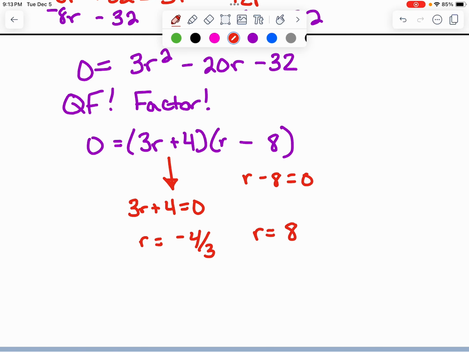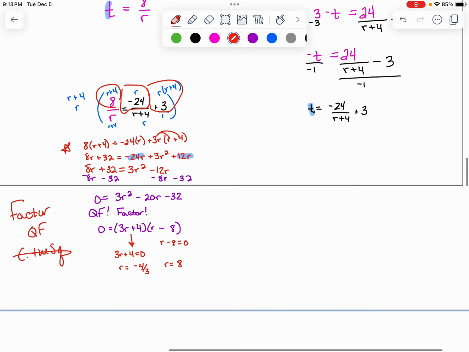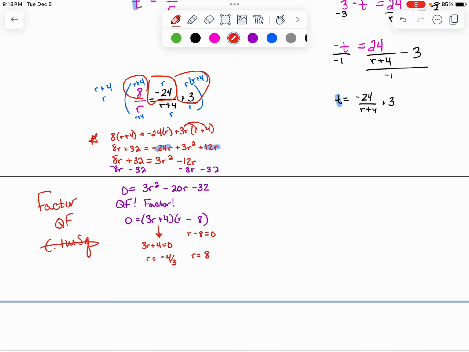They learned back in chapter 4 that they can solve using factoring, they can solve using the quadratic formula, or they can complete the square, which no one in their right mind does. I was never a fan of completing the square. That's because it stinks.